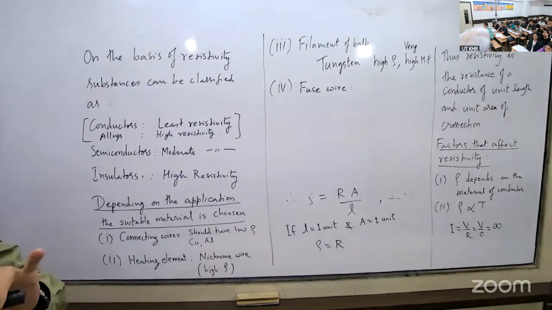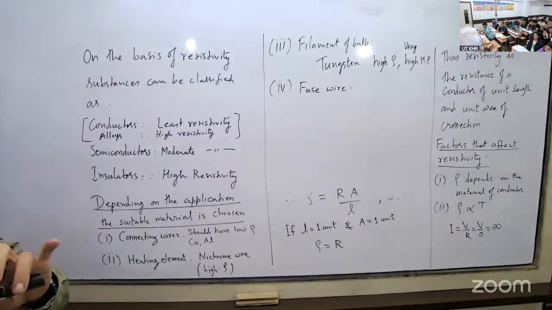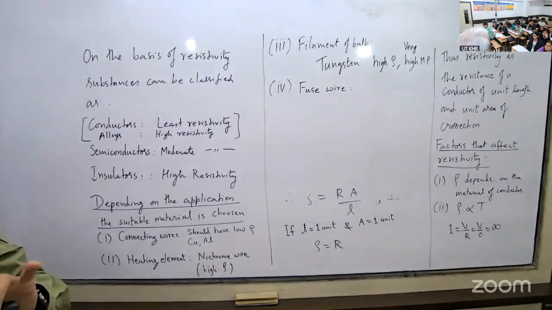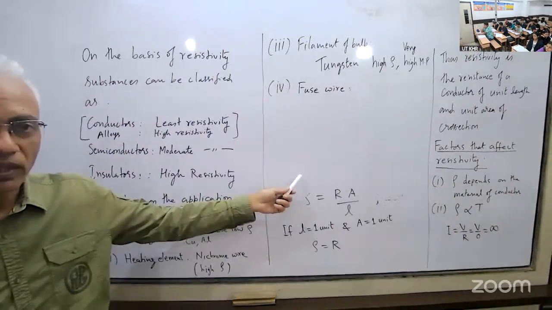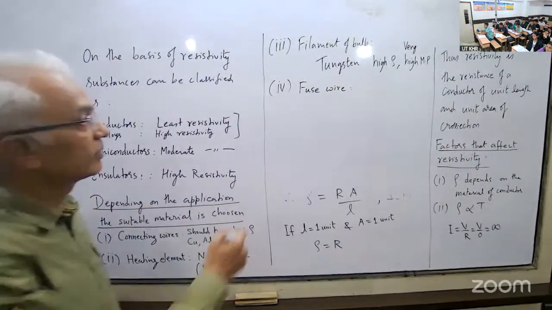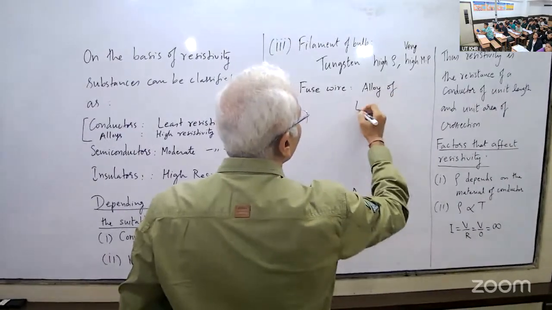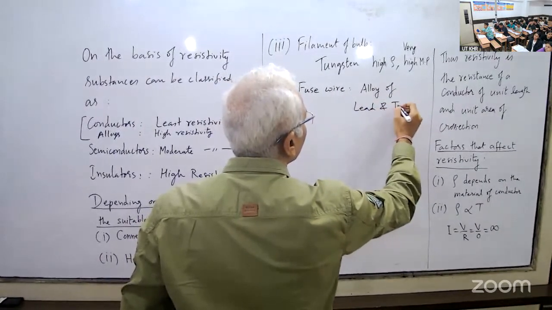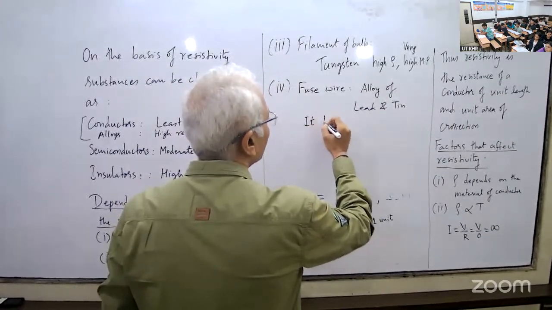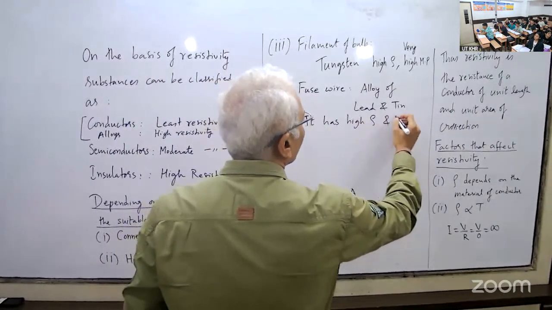So it is connected in between somewhere. The moment high current flows, the fuse wire melts and it breaks the circuit. So it saves you from fire outbreak. It's a safety measure. Generally, it is an alloy of lead and tin. It has high resistivity and low melting point.